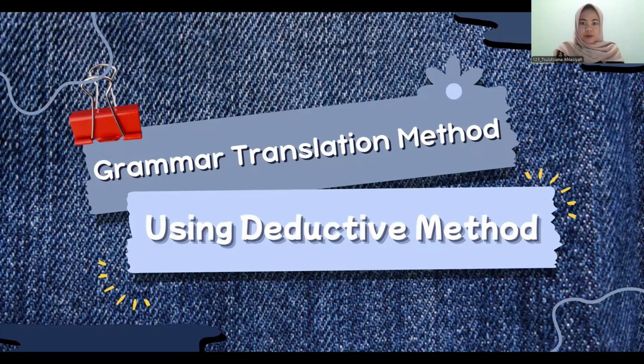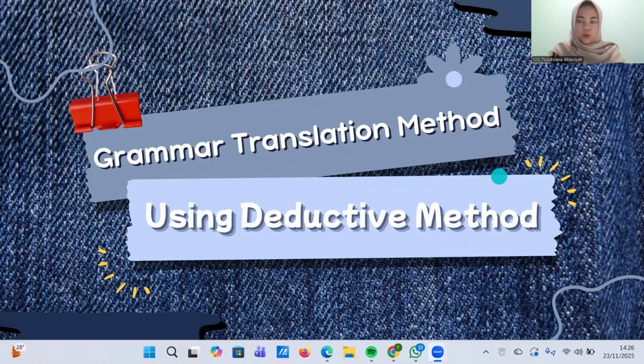My student identification number is 232122123. Today, I will present a teaching example using the grammar translation method, using the deductive method, with the topic simple past tense. In this presentation, I will explain the definition of GTM, and then objectives, characteristics, and then I will also demonstrate sample teaching steps.